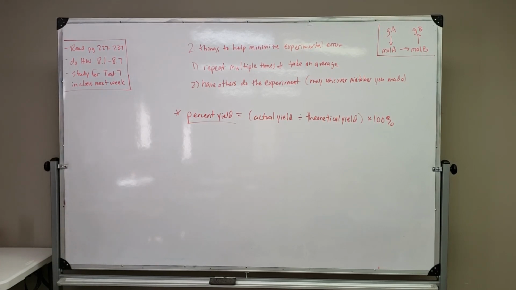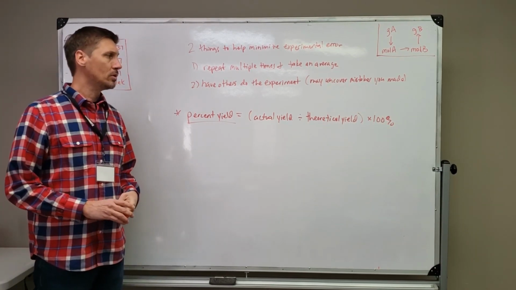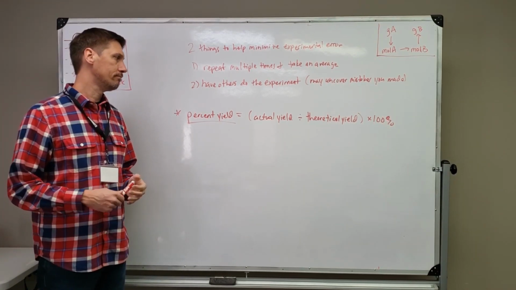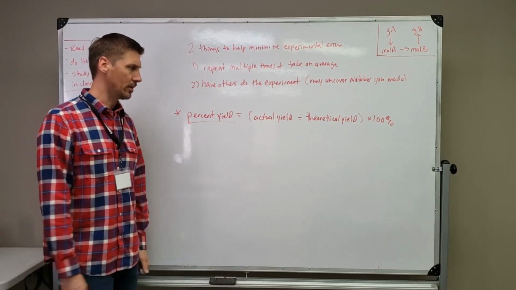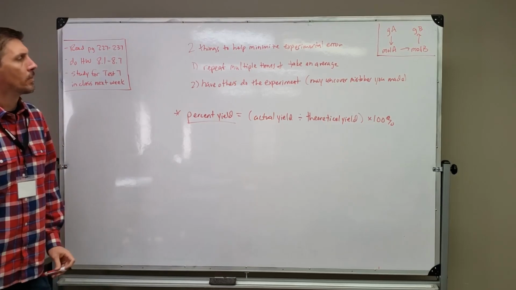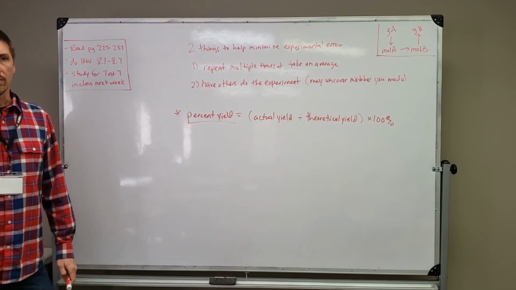If it's greater, it probably means that some of what you think is product isn't product. So you're really not taking the mass of what was solely the product. Something else got introduced in there that you didn't realize was there. So any questions about the definition of percent yield?